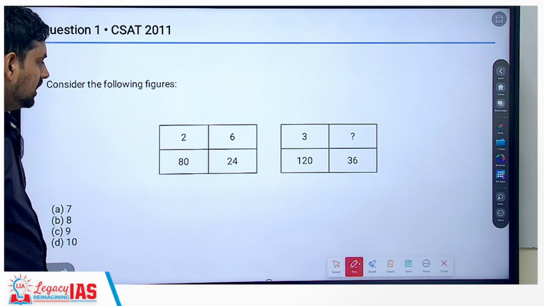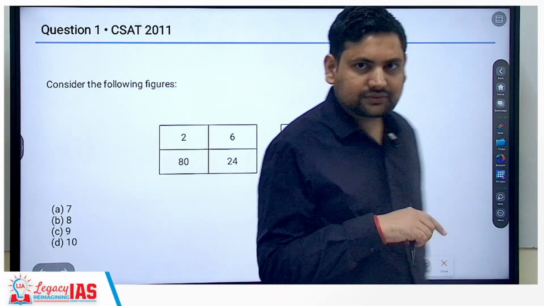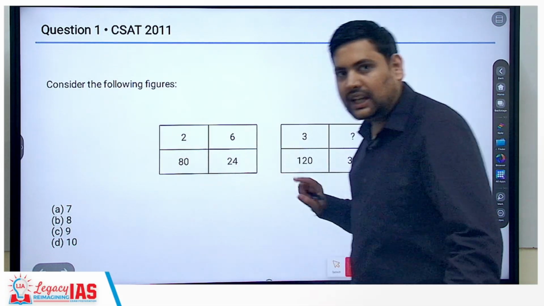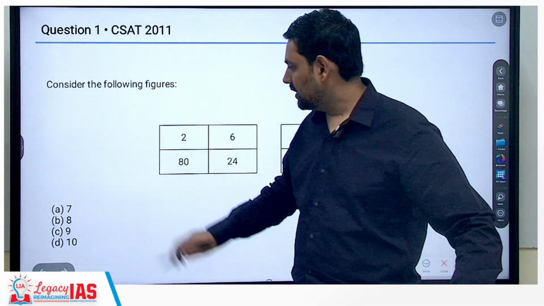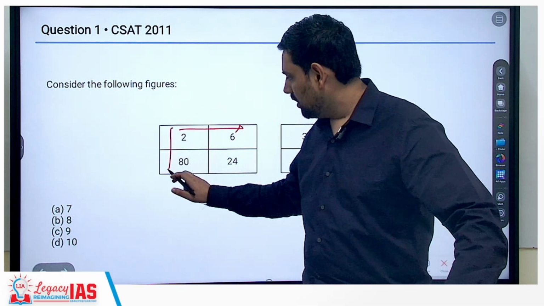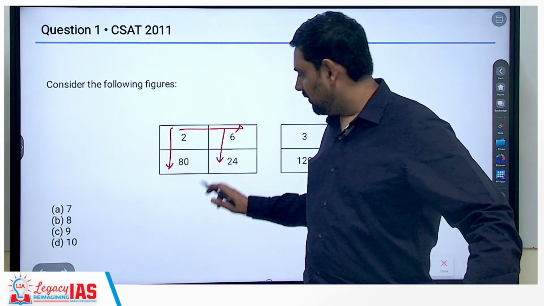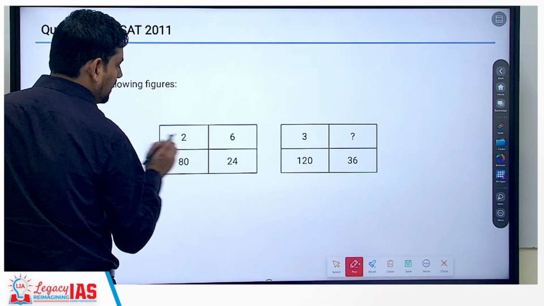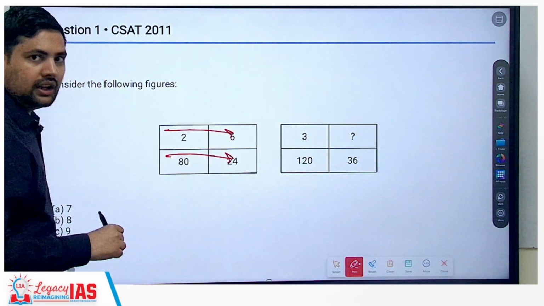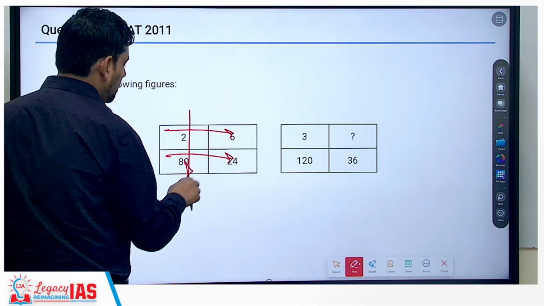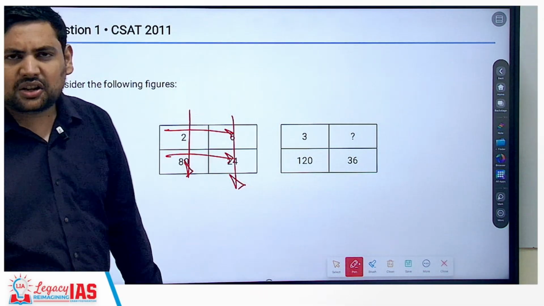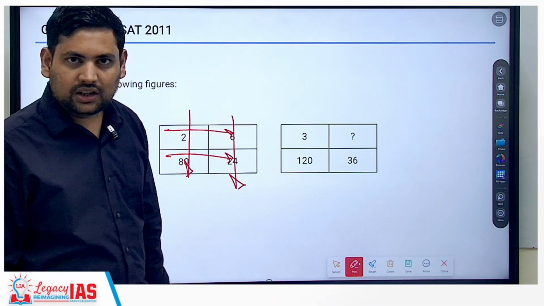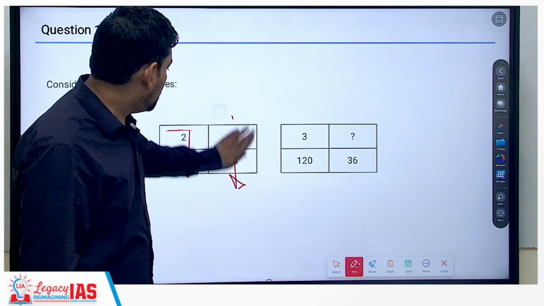This is the question. The first thing you need to understand is that if you have a table like this, the pattern can be in two ways. Either it is in the horizontal direction, or the pattern is in terms of the columns. One possible pattern goes row wise, and the other goes column wise. These are the two possible patterns whenever you see a matrix or table like this. So now let's check both the patterns.